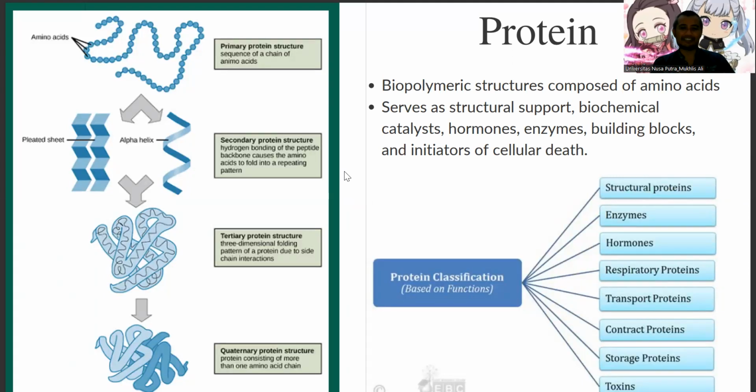The three-dimensional folding pattern is developed by the side chain interaction between amino acids. And the last one is quaternary protein structure. It's made by a protein consisting of more than one amino acid chain. So if there are two or three amino acid chains that contact or interact, it will develop a quaternary protein structure.